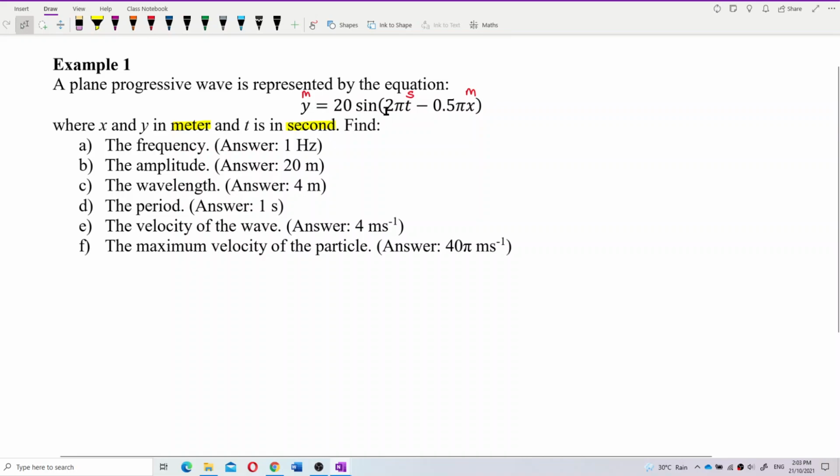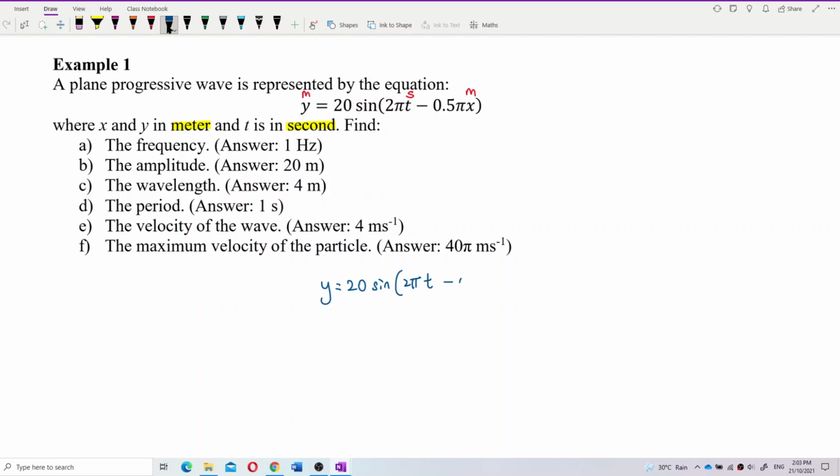Before we go further, we must first relate this formula to the general formula. Let me rewrite this formula again. Y equal to 20 sine (2 pi t minus 0.5 pi x). Okay, so what's the general formula again?